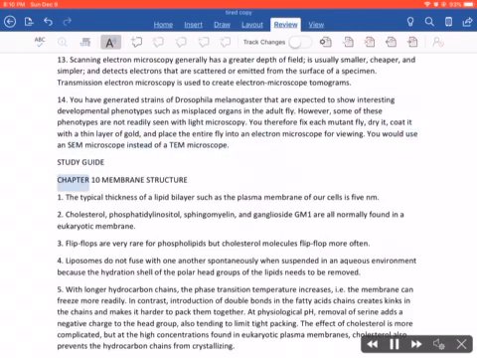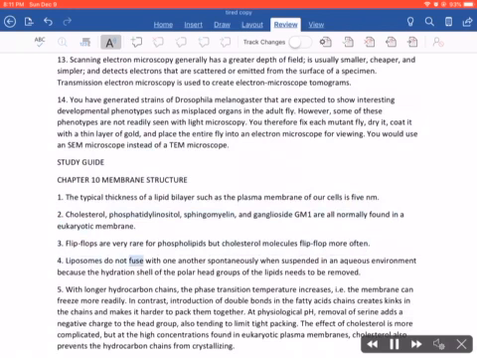Study Guide. Chapter 10: Membrane Structure. 1. The typical thickness of a lipid bilayer such as the plasma membrane of our cells is 5 nm. 2. Cholesterol, phosphatidylinositol, sphingomyelin, and ganglioside GM1 are all normally found in a eukaryotic membrane. 3. Flip-flops are very rare for phospholipids, but cholesterol molecules flip-flop more often.